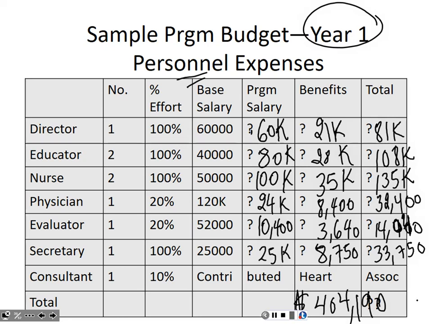Okay? That wasn't difficult, was it? It was pretty straightforward, right? That's why I like budgets. Because numbers don't lie. But words, who knows?